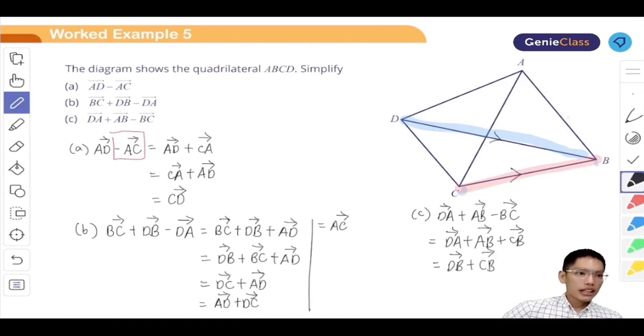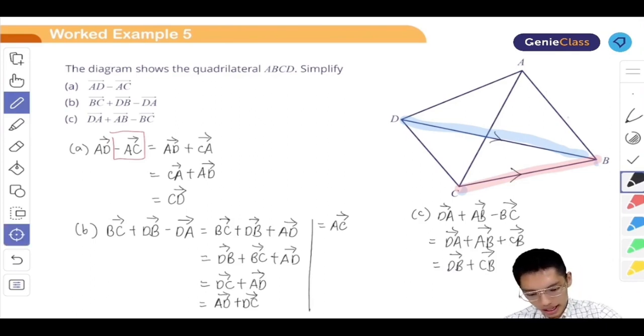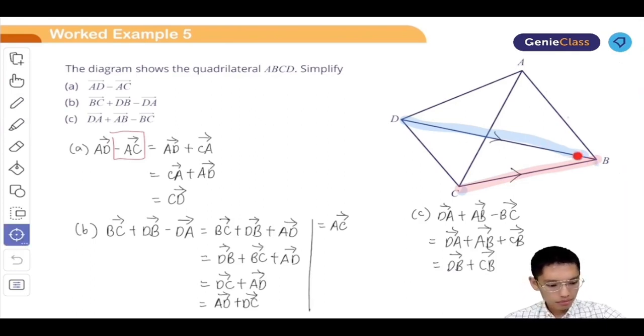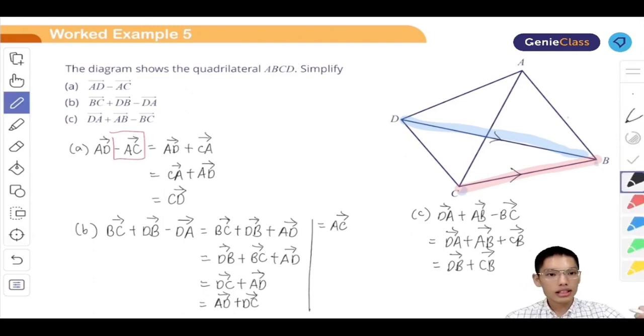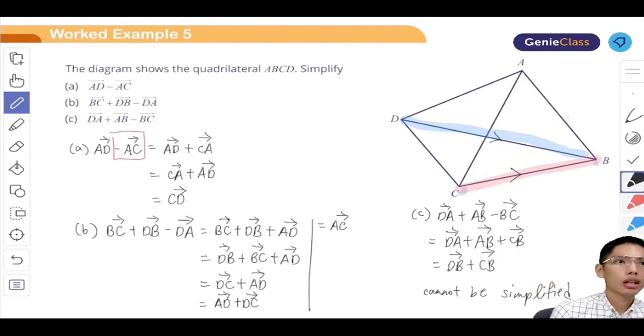Are you sure I can get a vector, Denise? Very good, seeing DB plus CB. You realize, again, I go from D to B. I'm stuck. DB plus CB. I'm stuck here. I can't. So overall, sometimes you actually have to look that it cannot be simplified. So this is one rare case where it cannot be simplified over here. That's why I recommend you all to draw it out to know that it cannot be simplified.